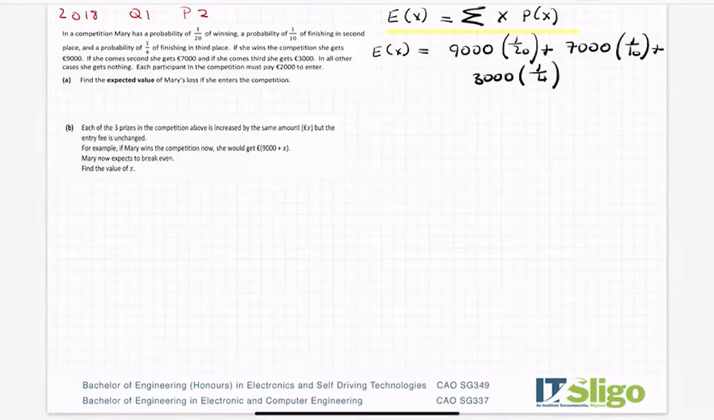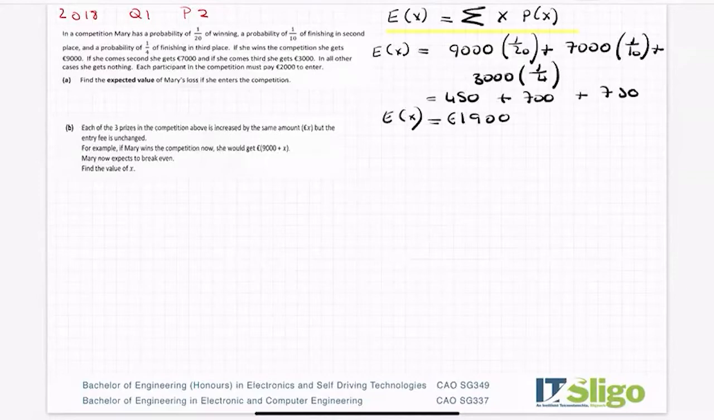Okay, so I'm going to the calculator and I'm just putting that in now. And I'm getting 450 plus 7,000 by 1/10 is 700. Plus 750, I believe, for this one. Add those up. Okay, so the expected value is 1,900 euros.